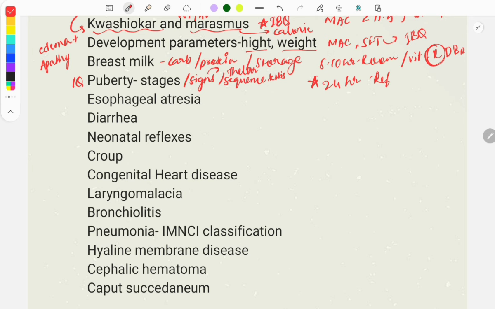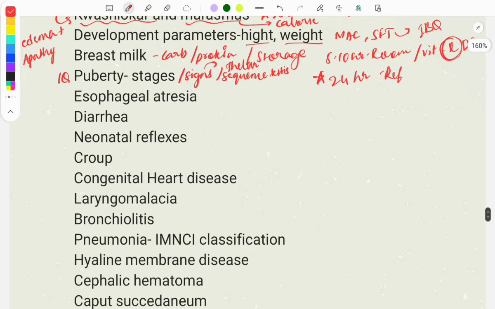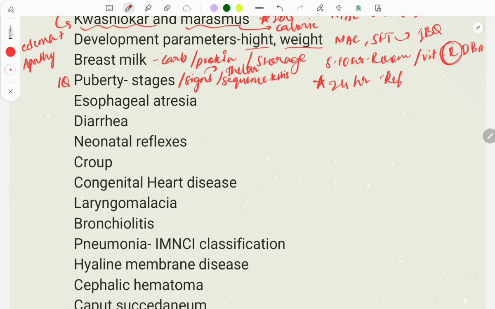Then looking at some systemic disorders. So this video is going to be a little lengthy, so watch the video till the end so that you do not miss any important points. Looking at certain important systemic disorders, from the GIT it is esophageal atresia, and questions are asked on its types. Esophageal atresia means there will be a blind pouch. The esophagus is not connecting to the stomach, and there are 5 types. So look at those types, and the most common is type 3.